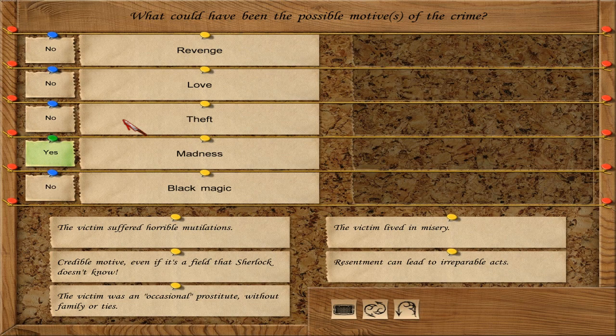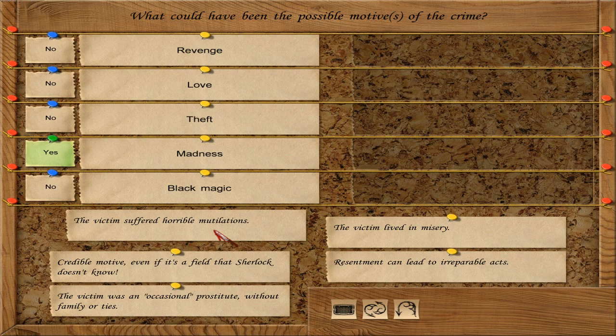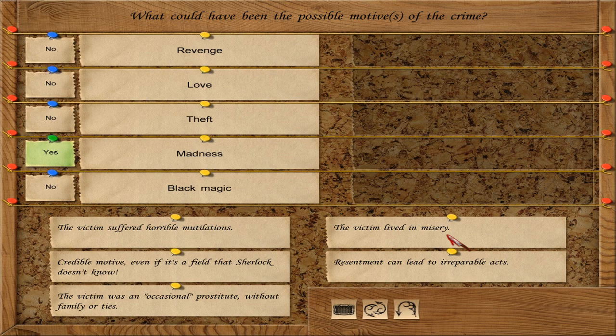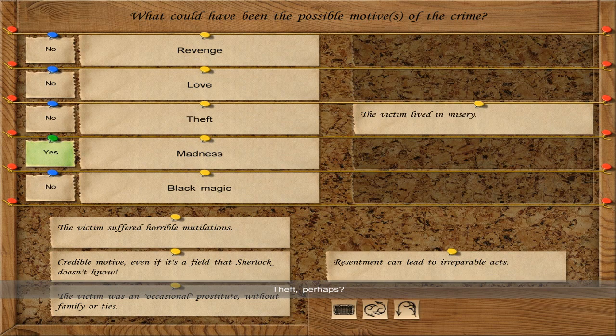Theft, unlikely. Theft, perhaps. I have a hard time believing that someone would attack poor Polly so fiercely just to rob her of a few coins.